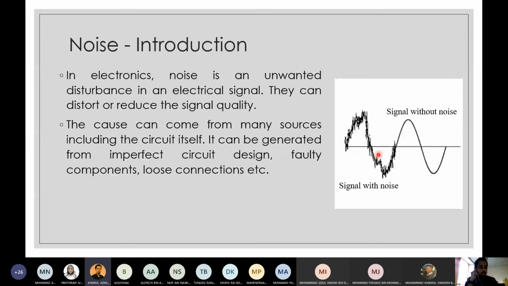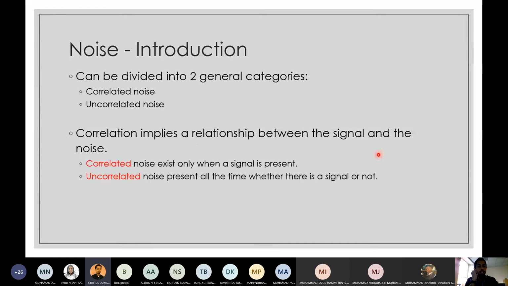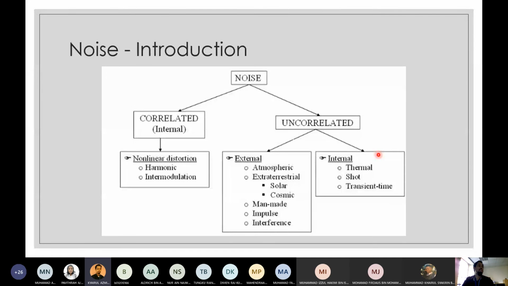So this can come from many sources. So we are going to look at the theory of the sources. Basically, we can divide into two types, which is correlated and uncorrelated. So correlated is when the noise is present only when the signal is present. So it comes together with the signal. So we say it as correlated. That means one is caused by the other. So uncorrelated is when the noise is already there, whether the signal is there or not. Okay, that is the main difference between correlated and uncorrelated.